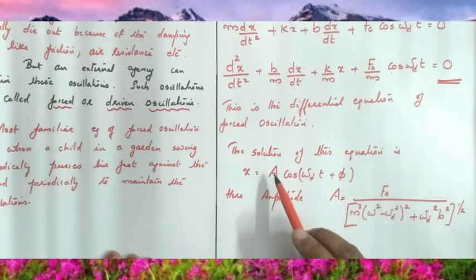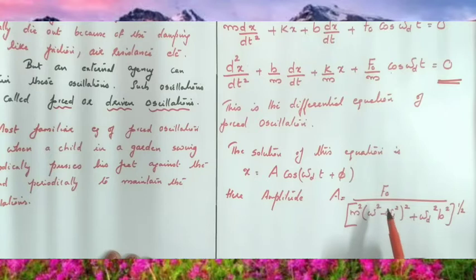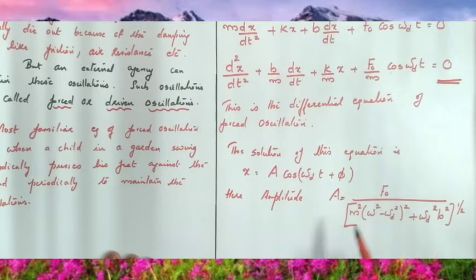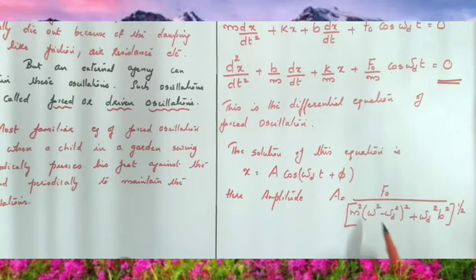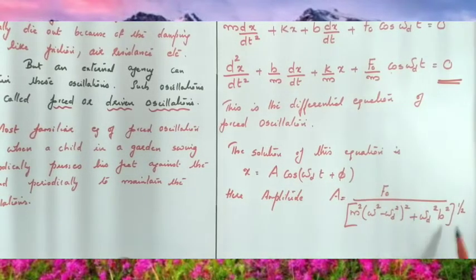So amplitude A is F0 divided by [m square into (omega square minus omega d square) the whole square plus omega d square b square] the whole raised to 1 by 2. Here m represents the mass, omega represents the natural frequency, omega d represents the frequency of the driving force, and b is the damping constant.